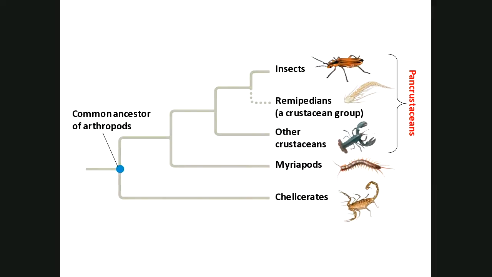Okay, let's look at the pancrustaceans. Now, in your book, you break the pancrustaceans down into the crustacean group, like the lobsters and the crayfish we did, the insects, and the remipedians. It's a crustacean group, but we don't know exactly where it fits, so that's why you got the dashed lines there. Let's do the other crustaceans first, and then we'll go in and talk about the insects.